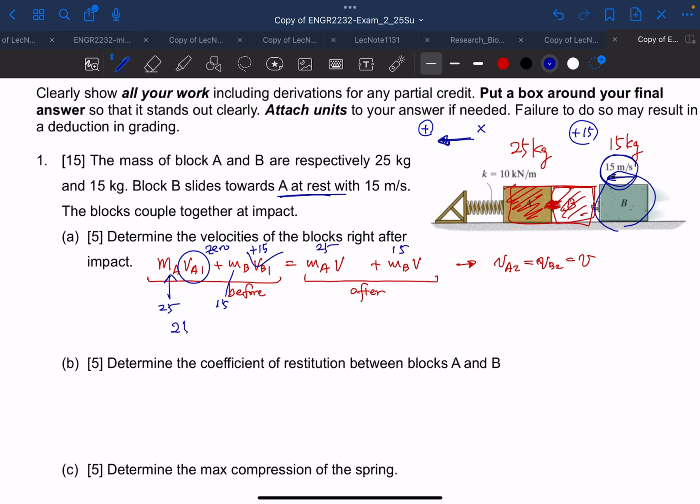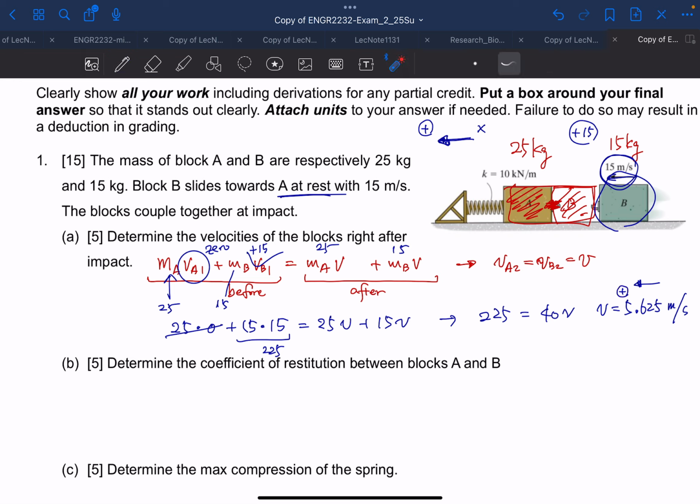So it's going to be 25 times 0 plus 15 times 15 is equal to 25V plus 15V, right? So here this is 225, and this is 0, and it's 40, so 225 is equal to 40V, and if my math was correct, we get 5.625 meter per second like that, and it is a positive value, therefore it is going to the left. Okay, so this is the velocity of this big chunk right after they collide to each other.